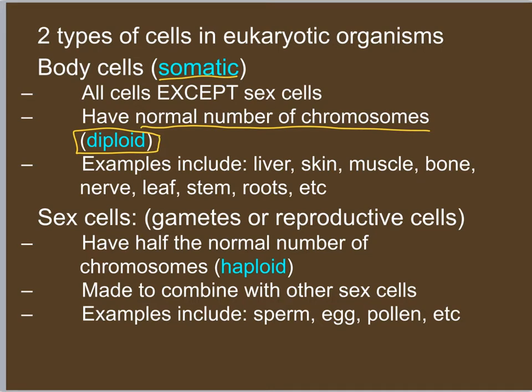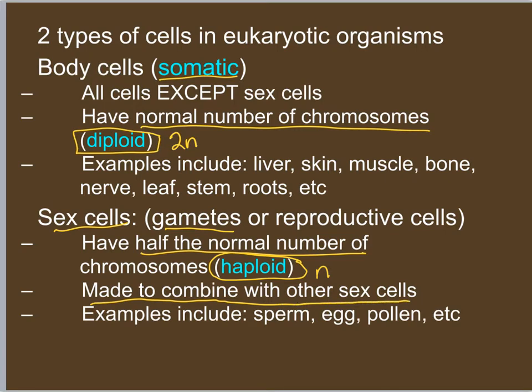Okay, now sex cells are the other type of cell in your body. They're also known as gametes or reproductive cells. They have half the normal number of chromosomes, which is haploid. That's very important for you to know. Diploid, you might see it as 2N, and haploid is just N. The reason why sex cells are haploid is because they are the only cells, now listen to this, they are the only cells made to combine with another cell, and they're going to combine with another sex cell.